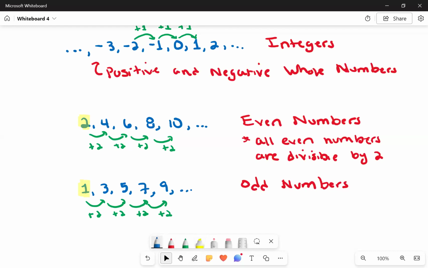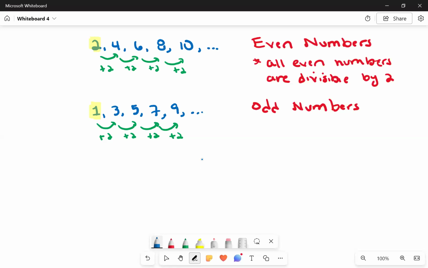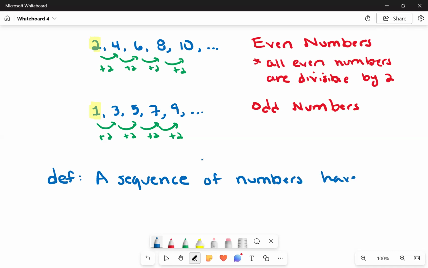Okay, so this pattern of numbers does have a name, and I'm going to use DEF to represent definition. So I'm going to give you a definition. A sequence of numbers, which is what we're looking at, has a specific order and often a common pattern.